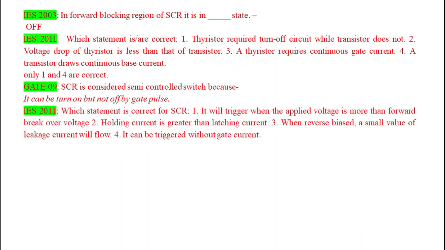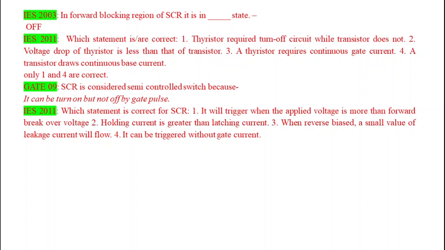Which statement is correct for SCR? 1. It will trigger when applied voltage is more than forward breakover voltage. 2. Holding current is greater than latching current. 3. When reverse biased, a small value of leakage current will flow. 4. It can be triggered without gate current. Here all 1, 3 and 4 are correct, but second is wrong.